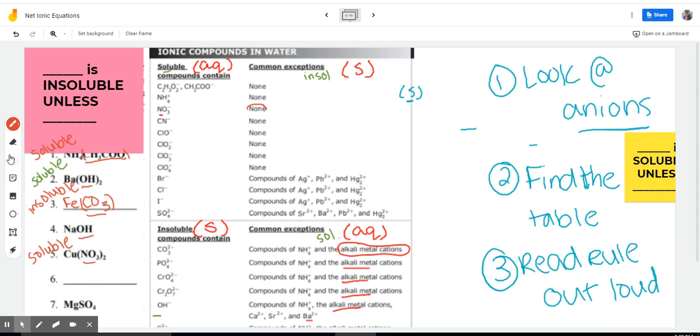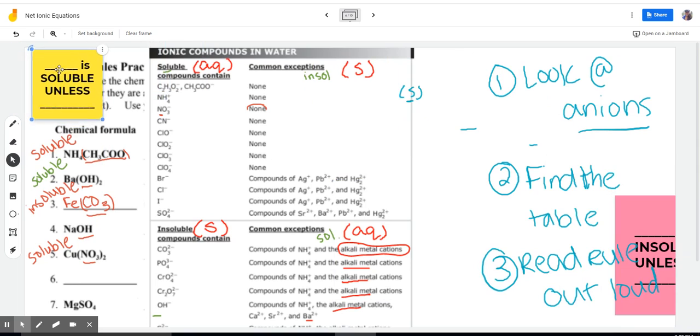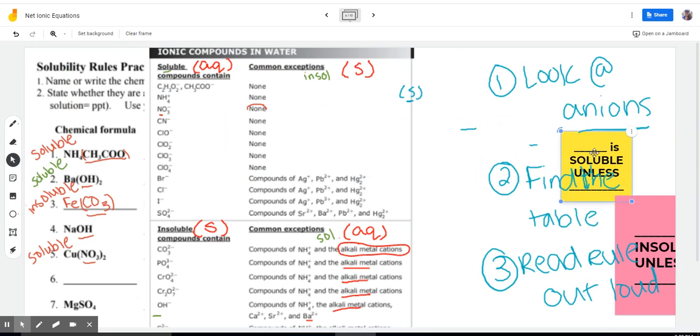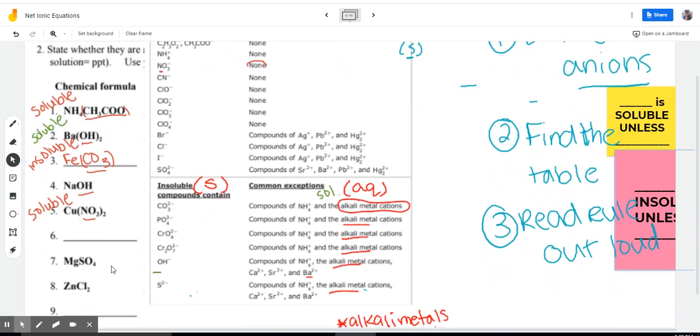Okay. So again, make sure that you're keeping track of finding your anion. Say it out loud in the sentence, whether it's at the top, which is the yellow sticky note right here, or the bottom, the pink sticky note. Read the exception. If you do have something listed in the exception, then you are going to change what that was originally saying. Okay. Hopefully that makes sense.